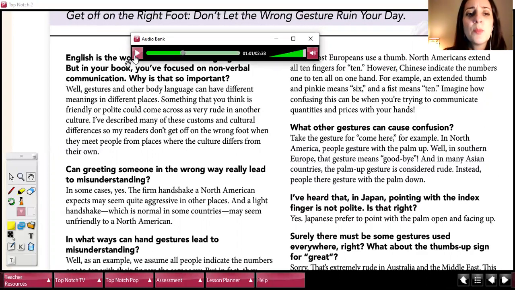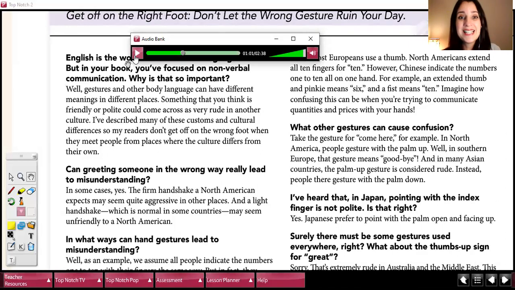Okay, can greeting someone in the wrong way really lead to misunderstanding? So lead to misunderstanding. This is a collocation that means levar ao não entendimento, ao entendimento errado, misunderstanding. So we have this prefix that is wrong. I mean, it's non, okay? So it's like no, misunderstanding, understanding, misunderstanding. Lead to a misunderstanding can be something wrong.